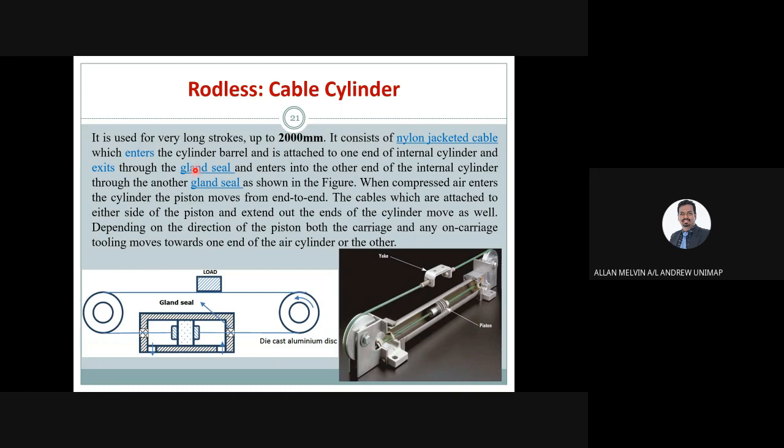It consists of a nylon jacketed cable. So you have a nylon cable that enters the cylinder barrel. This is the cylinder, and you can see inside there is a piston. But the piston doesn't have a rod, instead it is connected to a nylon rope. The nylon rope exits through the gland seal. There is a seal here, and it enters the other end. So it's the same as this picture.